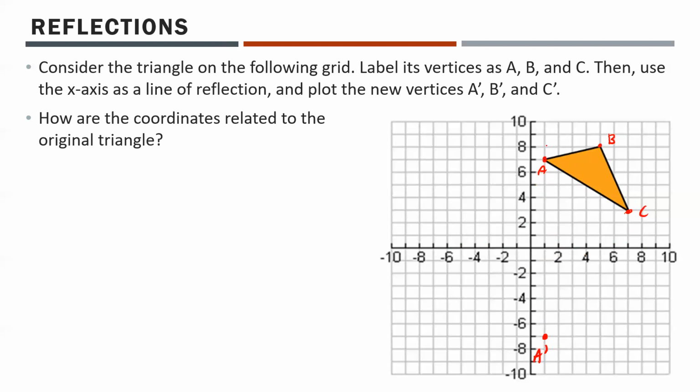Same idea with these other ones. B is 8 points away. So if I start here and go 8 points away, that's going to put us right there. And I'm going to call that B prime. And then the last one here, C, is 3 points away. So I'm going to move it 3 points away this side, and I'm going to call that C prime.